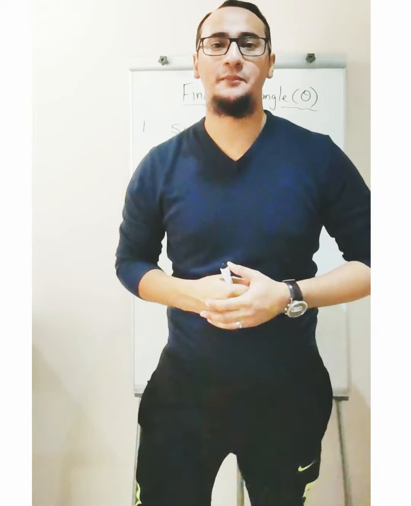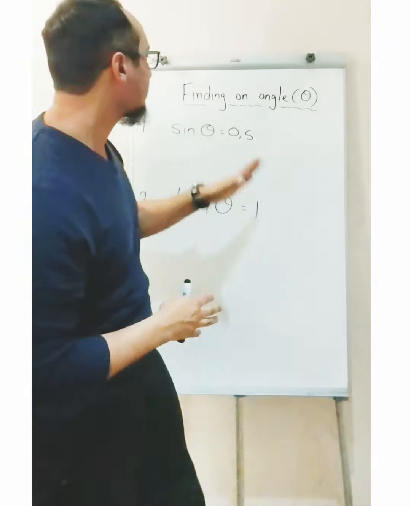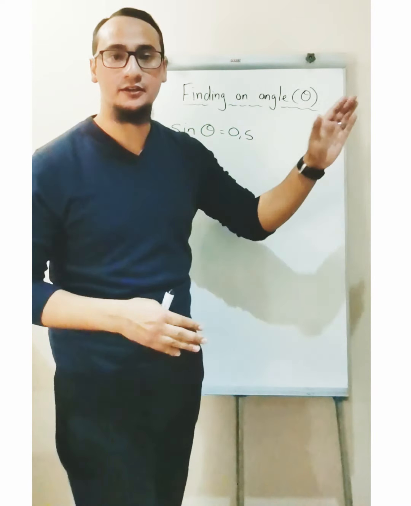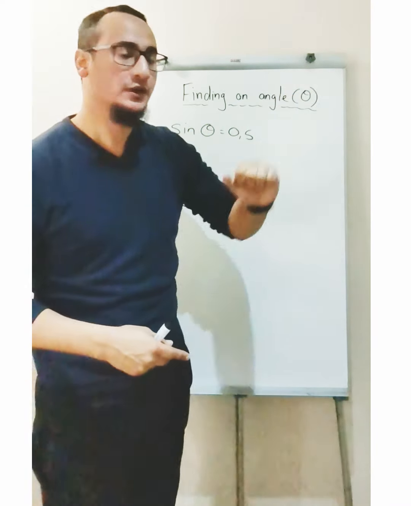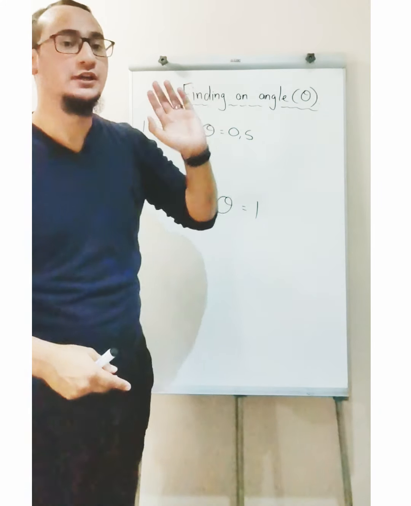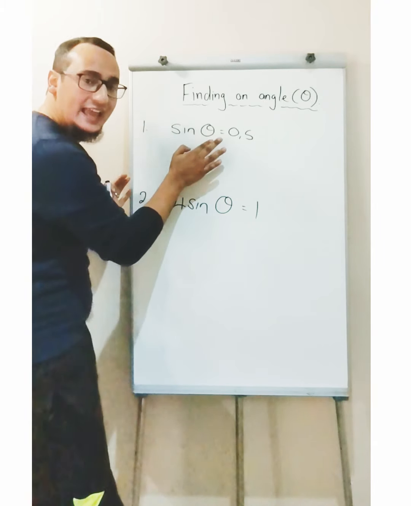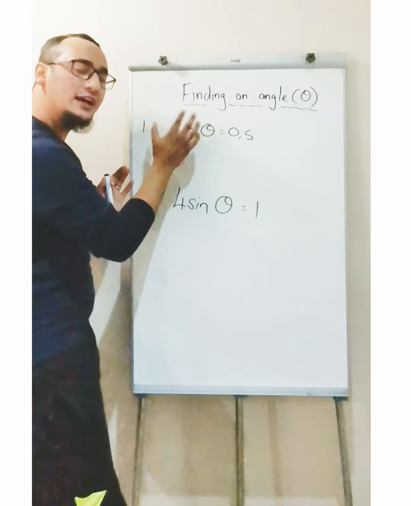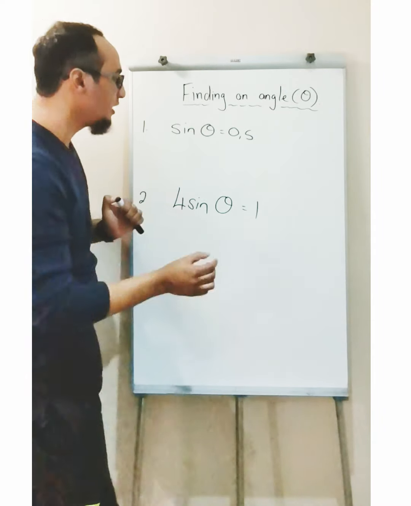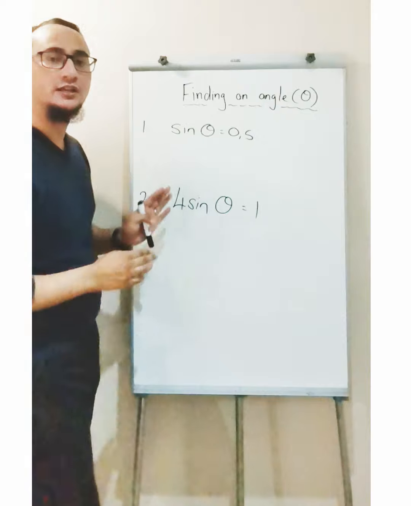Hi everyone, welcome back. Today we're going to do part 2 of trigonometry and we are going to find an angle, theta. Over here we have sine theta is equal to a half. So what I need to do over here is basically calculate this angle, and the way I calculate that angle is by using the inverse operation of my trigonometric ratio.